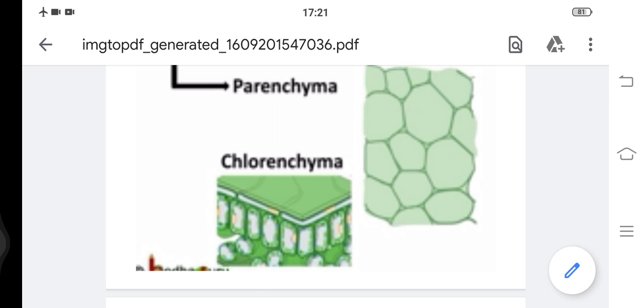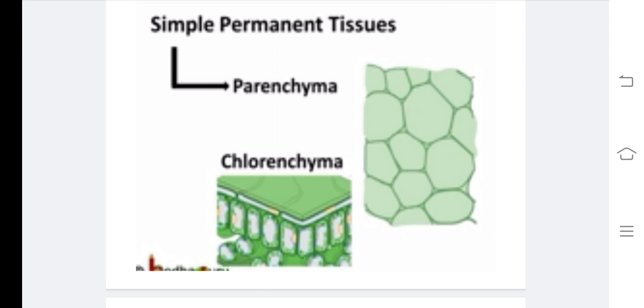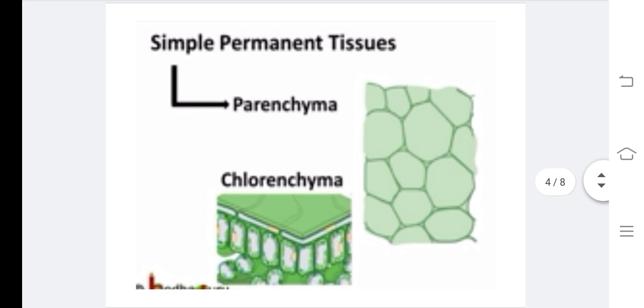Observe this slide, children. A plant cell is covered by a cell wall. Observe the cell wall. The cell wall is very thin. These simple living mechanical tissues consist of a thin cell wall. They are also called packing tissues. They are arranged very loosely, children. Okay, and more intercellular spaces.